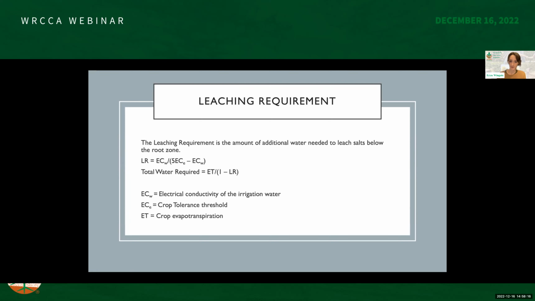You can find this calculation in the Western Fertilizer Handbook and lots of other places. The leaching requirement is the amount of additional water that's needed. You take the EC of your water and divide it by 5 times the crop tolerance threshold, which you can look up, minus the EC of the water again. Then the total water required is the evapotranspiration of your crop divided by 1 minus the leaching requirement.